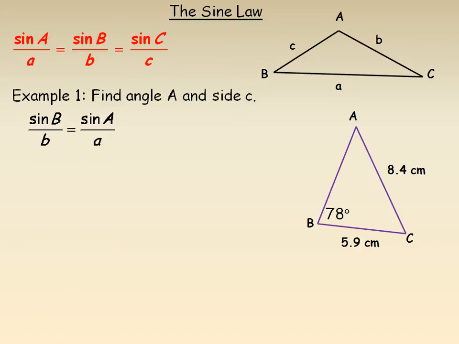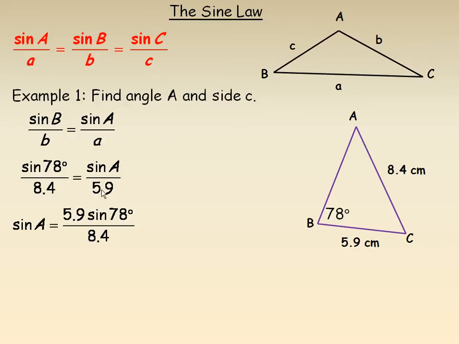I'm going to find angle A, so I write out my sine law for this. The sine of angle B over its opposite side, that's the 78 and the 8.4, is equal to the sine of A over its opposite side, which we call a. Substituting in the values, angle B is 78 degrees, side b is 8.4, and side a is 5.9 centimeters. Cross multiplying, the sine of angle A would be 5.9 multiplied by the sine of 78 degrees, divided by 8.4.